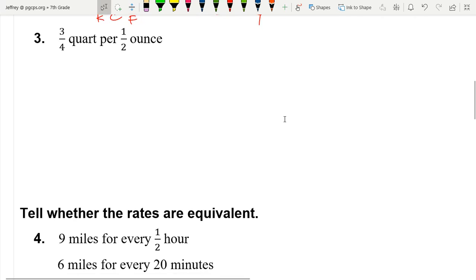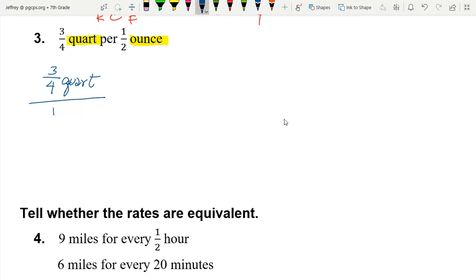Now, number 3. We have 3/4 per 1/2 ounce. So 3/4 is the unit of measure for 3/4, and the ounce would be for the 1/2. So let's write this as a fraction. So 3/4 quart, that's a Q, over 1/2 ounce. Now, there are 2 ways to do this. Remember, as I said, we can either divide or multiply to get the unit rate. Especially with rational numbers, there are a lot of ways to do it. So I'm going to show you 2 ways.